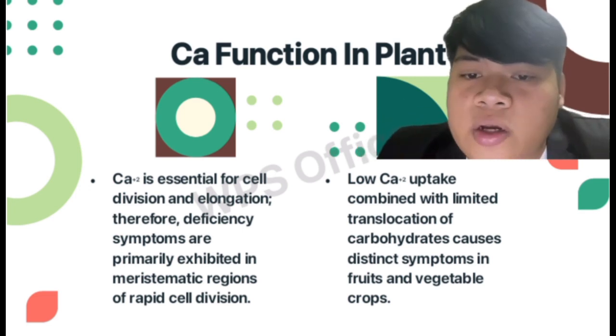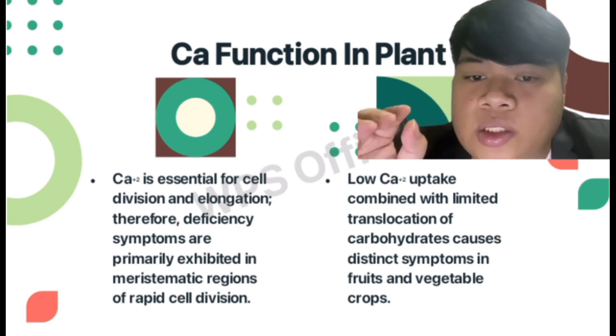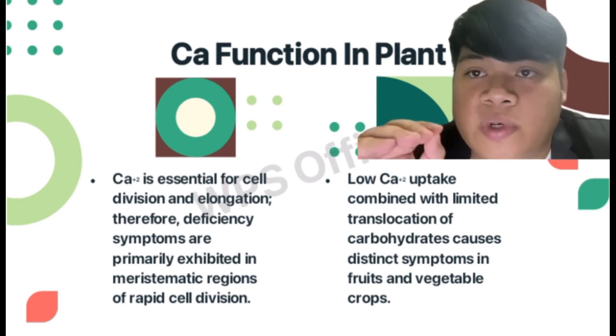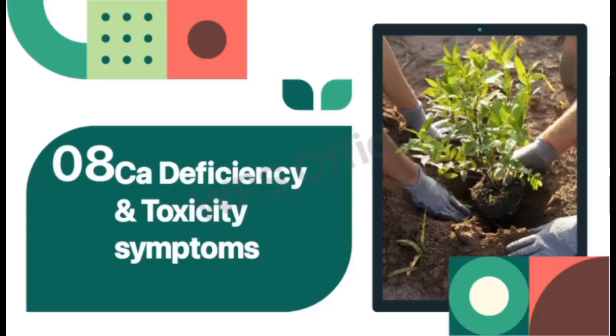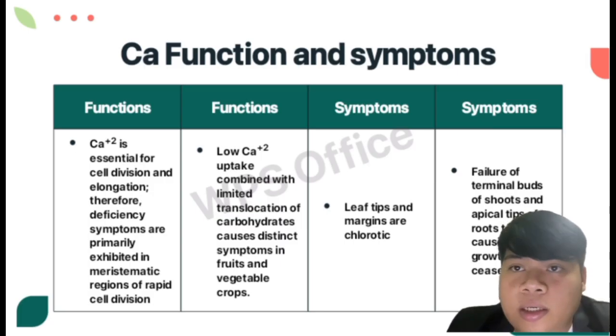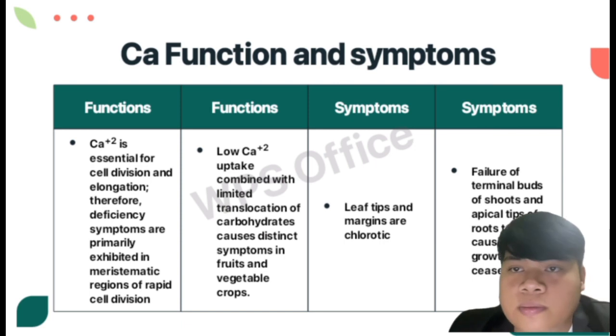Low calcium uptake combined with limited translocation of carbohydrate causes distinct symptoms in fruit and vegetable crops. As you can see, this is the deficiency symptom of calcium. The leaf tip and margin are chlorotic, which means becoming a little bit yellowish. Terminal buds of shoots and apical tips of roots fail to develop, causing plant growth to cease.